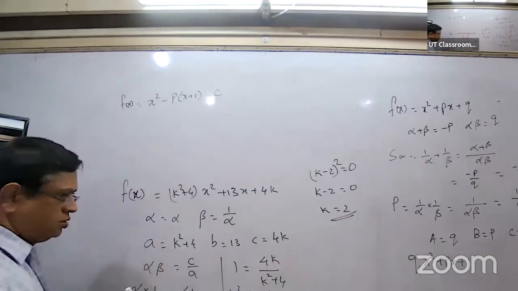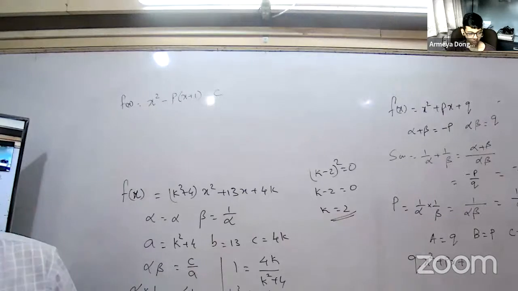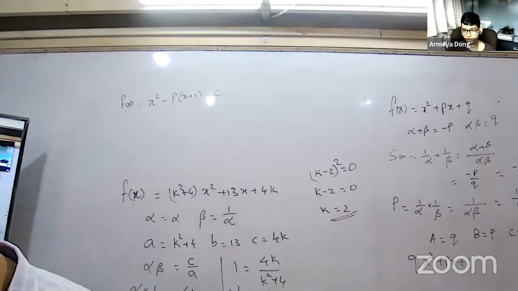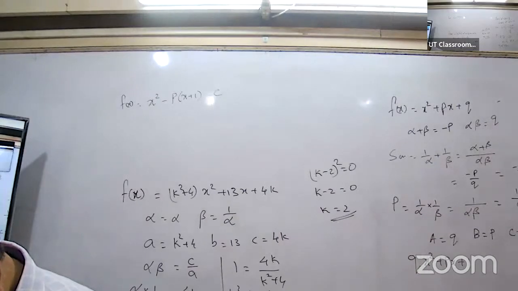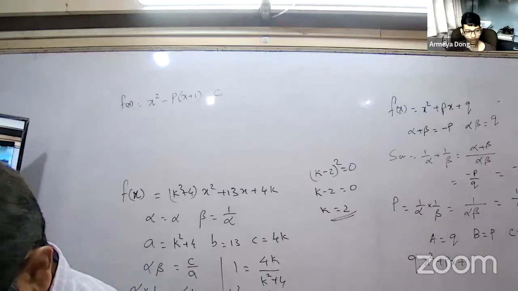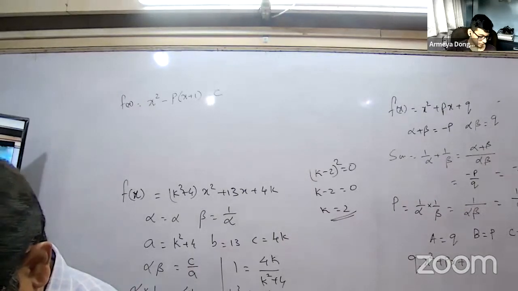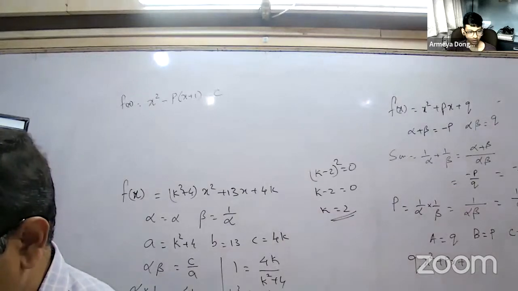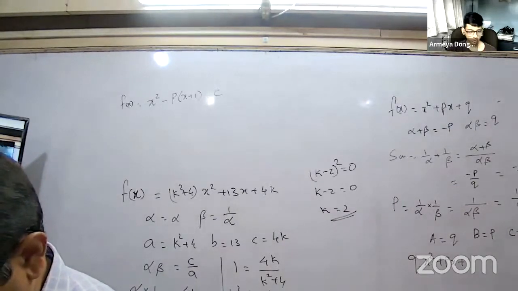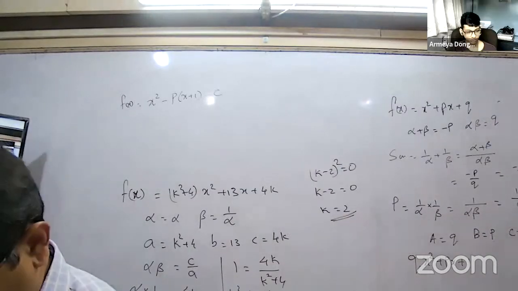How do you do it? Sir, alpha plus 1 into beta plus 1 is equal to 0. So alpha plus 1 is equal to 0 or beta plus 1 is equal to 0. So alpha is equal to minus 1 and beta is equal to minus 1. If we do it like that, and alpha into beta, we need c. So c is alpha into beta, and alpha into beta is 1, because minus 1 into minus 1 is 1.